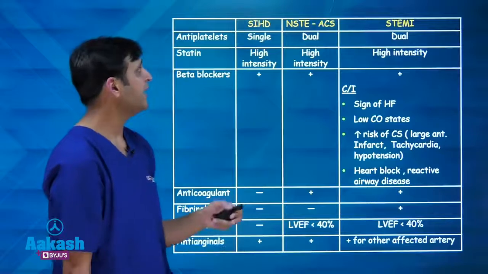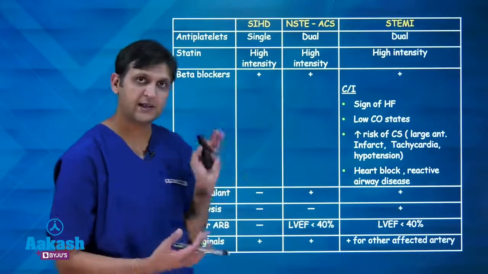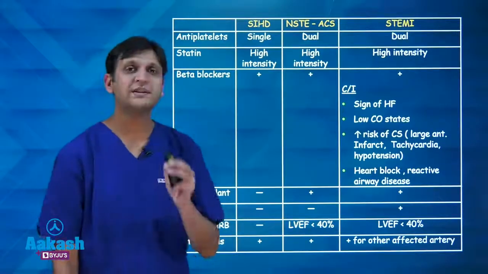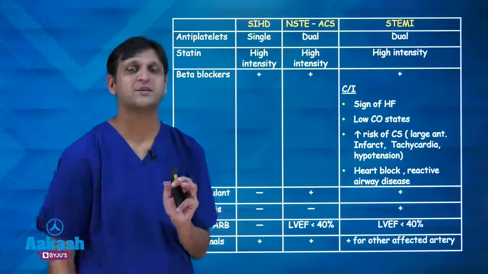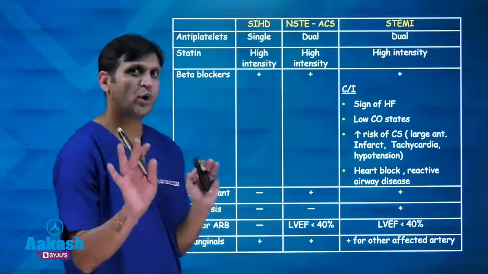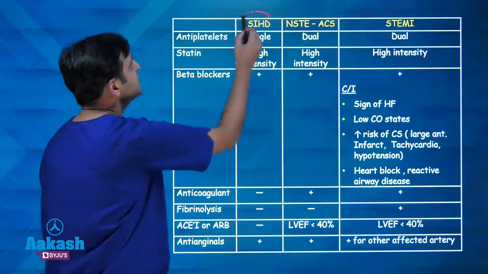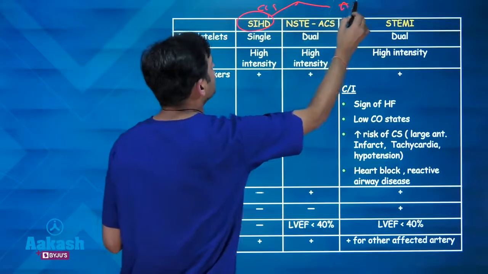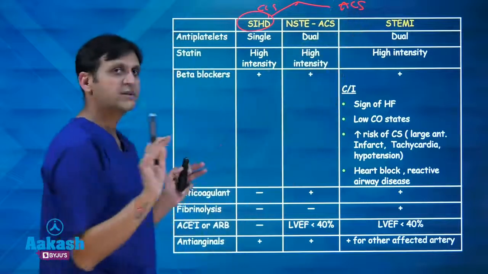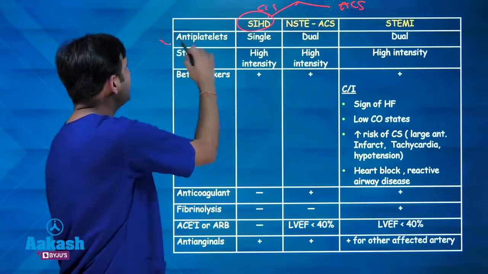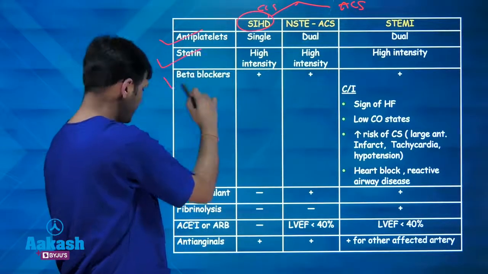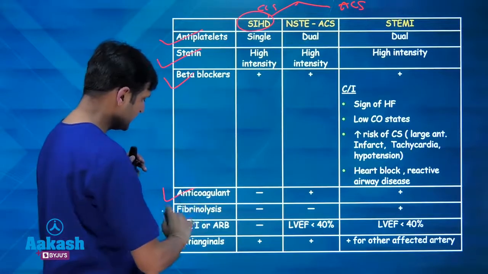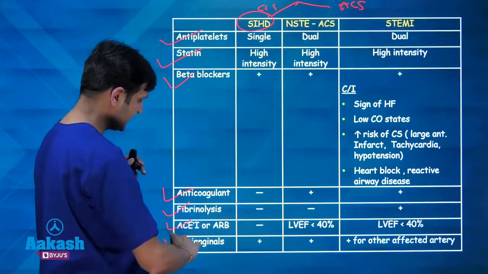Okay. So, what I have done is compiled a table of all the therapies that are used in the different spectrum of coronary artery disease. I'll just walk through it, okay. So, you have the stable ischemic heart disease, that is the chronic coronary syndrome versus the acute coronary syndrome, right. And what are the therapies that we have? We have antiplatelets, statins, beta blockers, anticoagulants, fibrinolysis, ACE inhibitors and anti-anginals.